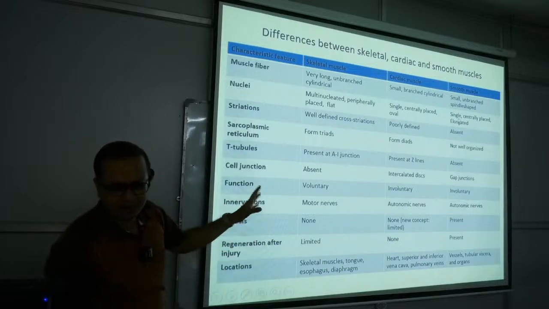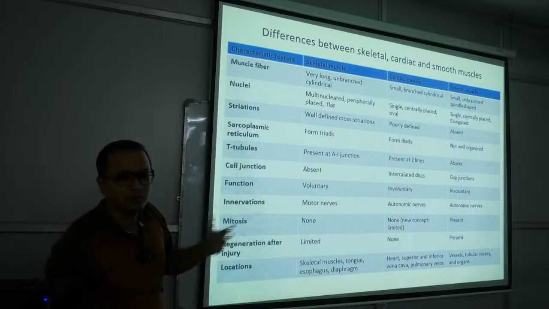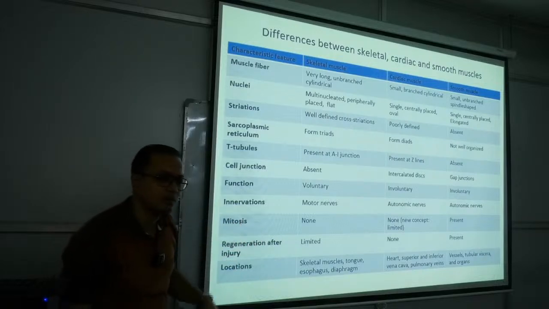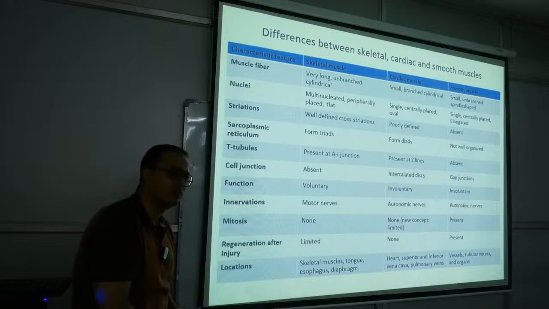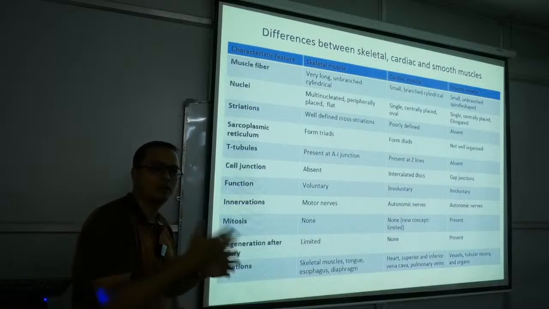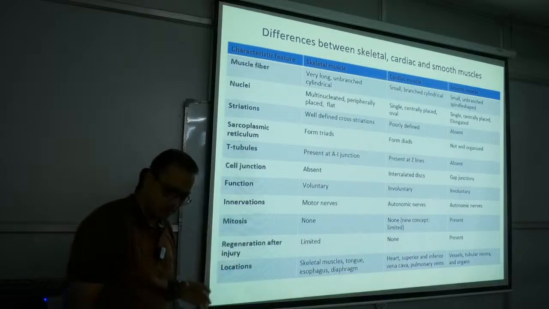And the innervation pattern, the functional aspect, is mentioned: autonomic nerves and somatic nerves innervate differently, and they function differently as far as voluntary and involuntary function is concerned.